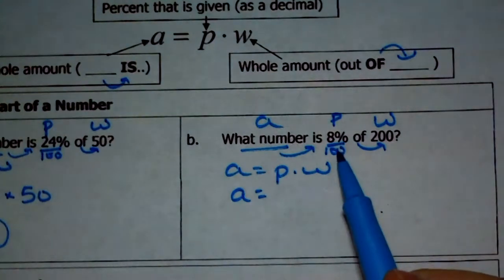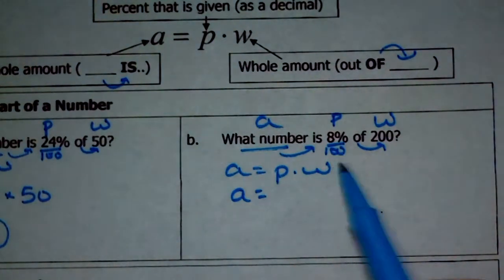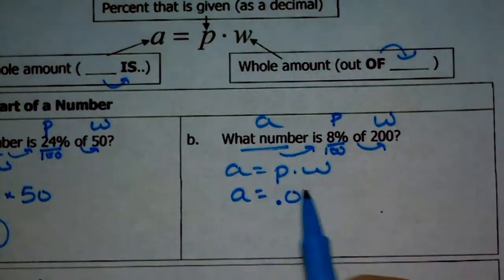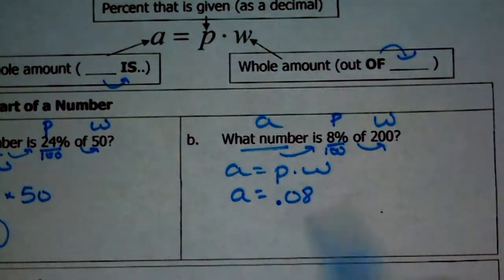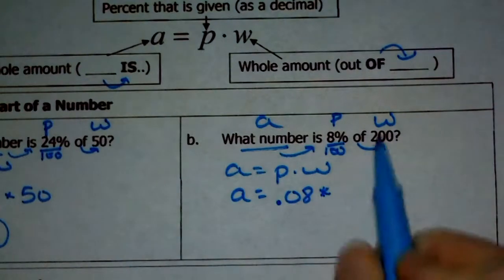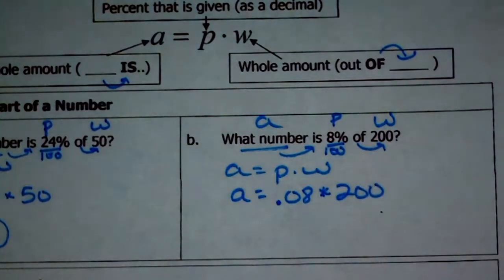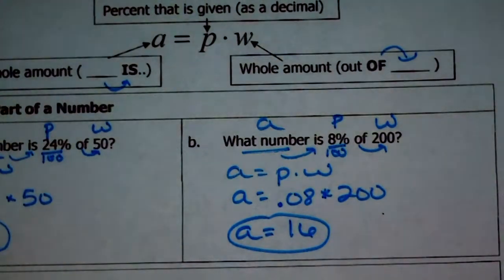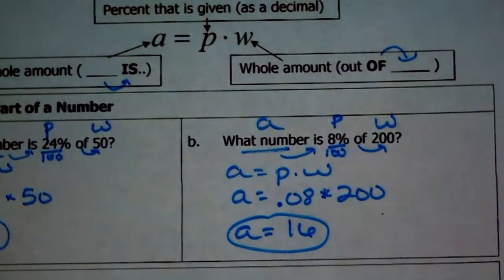For the percent, I'm not just going to put in 0.8. You're not just putting a decimal point in front. It's 8 divided by 100, which is actually 0.08, 8 hundredths. And I'm supposed to multiply that by whatever W is. So in order to solve for A, all I need to do is take 8 hundredths times 200. And when you do that, you get 16. So that means that 16 out of 200 is 8%. That kind of makes sense.